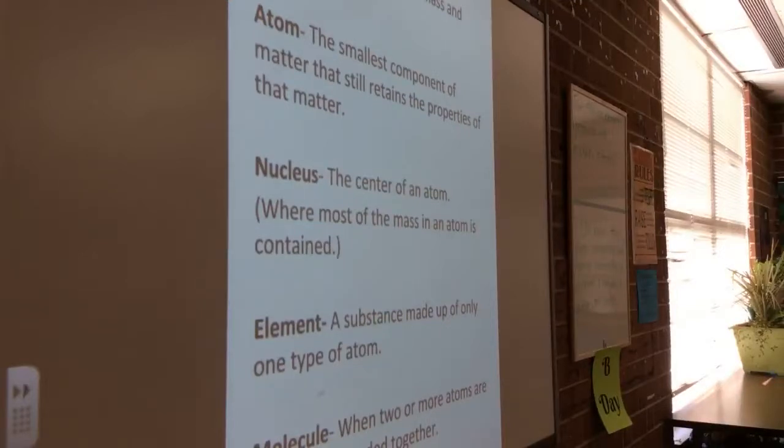When you combine two or more atoms together, when they are bonded together, they are called molecules. What's H2O? Water. What's CO2? Carbon dioxide. And O2 is? Oxygen, yes. Those are all molecules. So those things in parentheses, those are examples that you should be writing on the left-hand side of your tab.